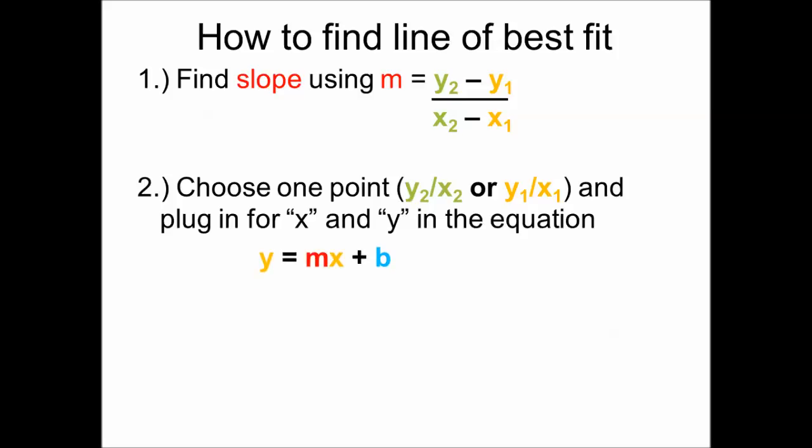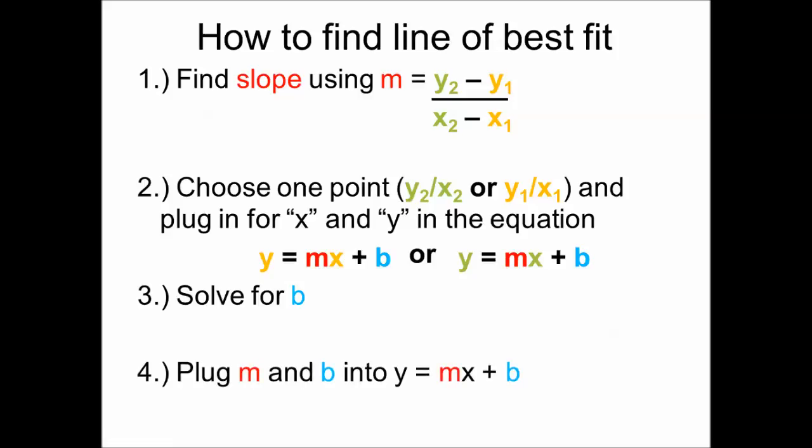So you're going to have this equation that y equals mx plus b, and you'll just see that I kept it color coded here, so you can plug in either your yellow values of point 1 or your green values of point 2. Step number 3, you're actually going to solve for this point b, and that's what we haven't done yet, but we'll go through and practice it. And then step number 4 is you need to plug m and b back into this equation.